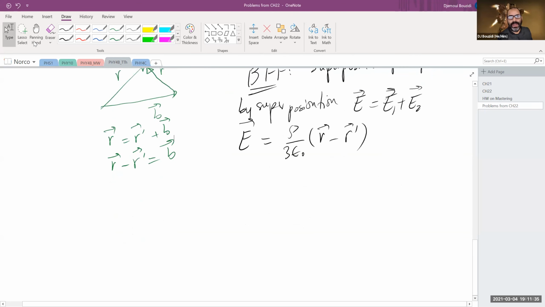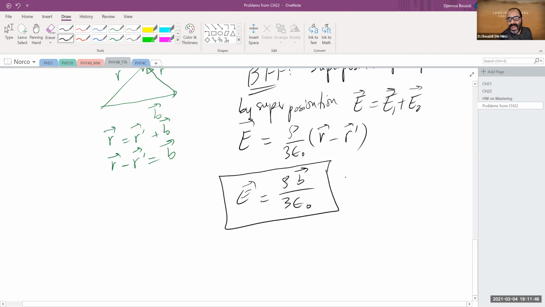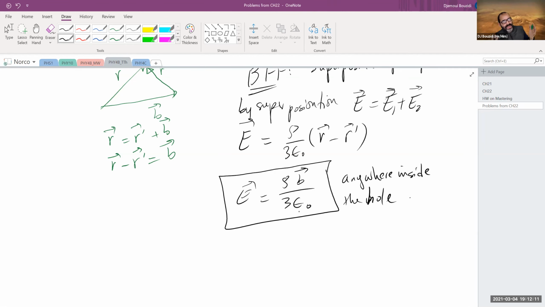Now, the electric field then is simply equal to rho B as a vector divided by 3 epsilon naught, anywhere inside this hole. Okay? And it's constant because it doesn't change, because B is fixed in magnitude. Rho is fixed in magnitude. Epsilon naught is fixed in magnitude. 3 is fixed in magnitude. So the value doesn't change and the direction doesn't change. So it's uniform and equal to that value. Isn't this amazing?